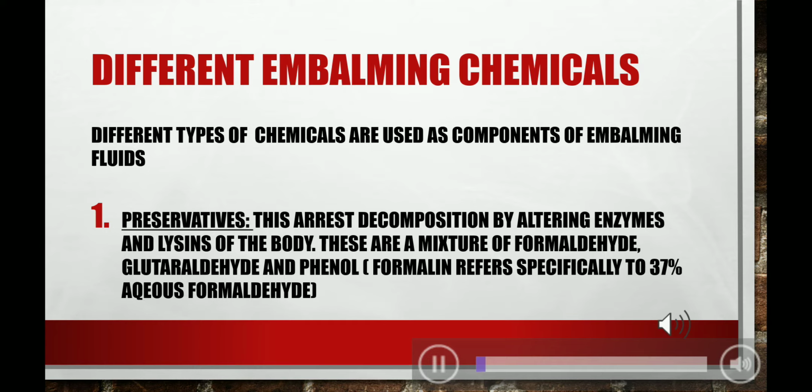Different embalming chemicals. Different types of chemicals are used as components of embalming fluid. It includes preservatives, germicides, modifying agents, buffers, etc. We will discuss here some of the components of embalming fluid. The first one is preservatives. What does a preservative do? It arrests decomposition by altering enzymes and lysins of the body.